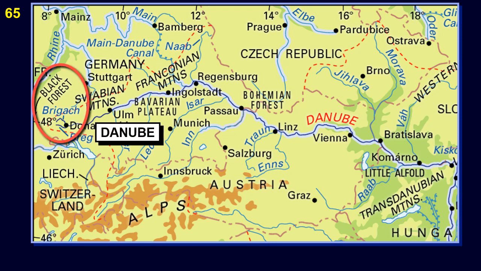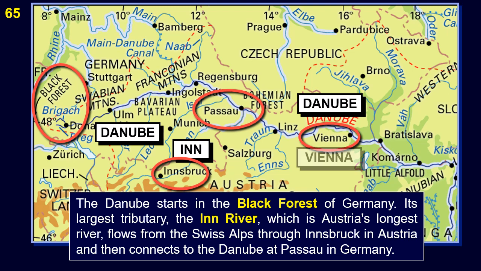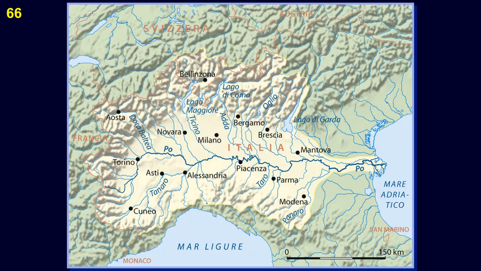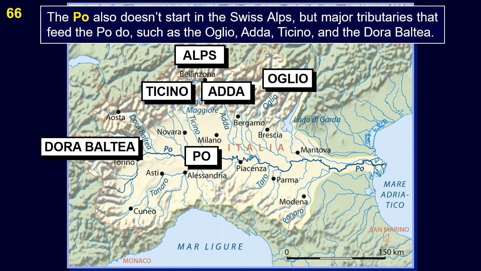The Danube starts in the Black Forest of Germany. Its largest tributary, the Inn River, which is Austria's longest river, flows from the Swiss Alps through Innsbruck in Austria, and then connects to the Danube at Passau in Germany. The Po also doesn't start in the Swiss Alps, but major tributaries that feed the Po do, such as the Oglio, Adda, Ticino, and the Dora Baltea.